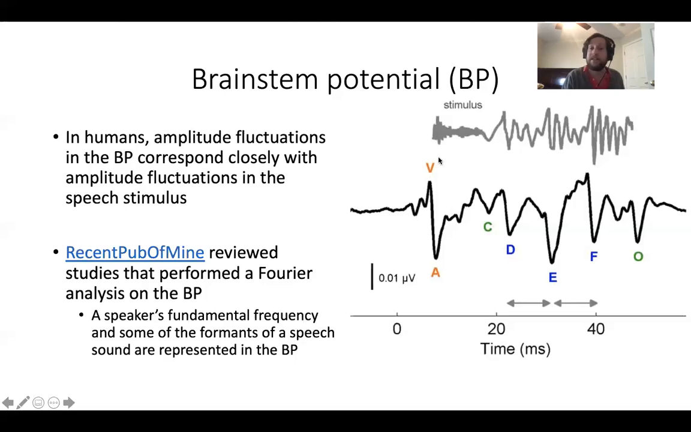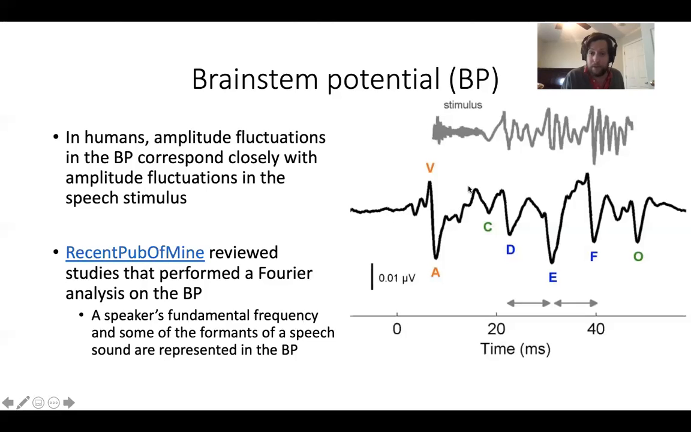There's the onset of the sound, but then there's the microstructure, the thing that makes da different than do or bo or different syllables. That's what all this stuff supposedly is right here. It's the different acoustic properties of the speech sounds. The fine structure is represented in this part of the brainstem potential right here, including fluctuations in amplitude. So you can see these fluctuations of the stimulus itself. These are fluctuations in amplitude.